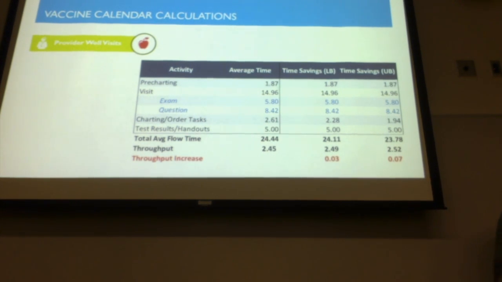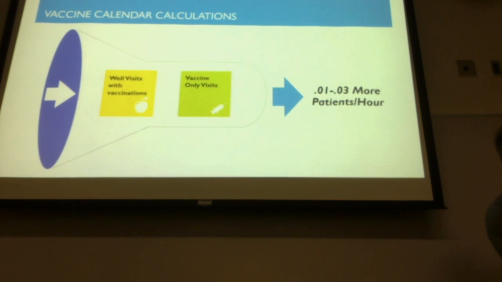This impacts provider well visits, so the throughput increase will be somewhere between 0.03 more patients per hour to 0.07 more patients per hour. And we see that it impacts well visits with vaccinations and those vaccine-only visits that were in our data set, and the total system impact will be 0.01 to 0.03 more patients per hour throughout the entire system.